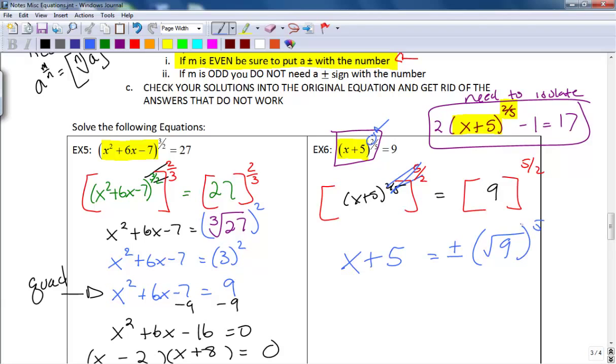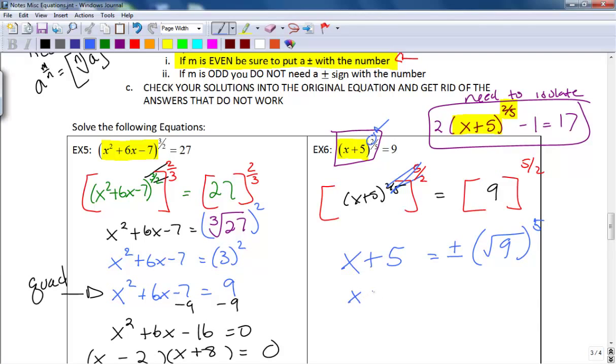Now, the reason that we have to write the plus or minus here is, notice when I wrote 9 to the 5 halves, I had to take the square root of 9. And remember back in the section that dealt with quadratic equations, if you took the square root of an equation to solve it, you had to write plus or minus. Well, because the reciprocal will have that even number down there, you're taking either the square root, the 4th root or the 6th roots, you have to write a plus or minus with those numbers. So continue to work this out.